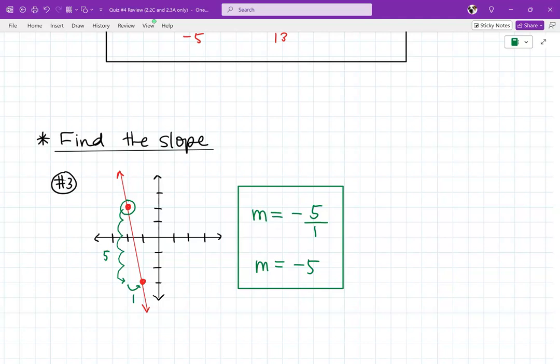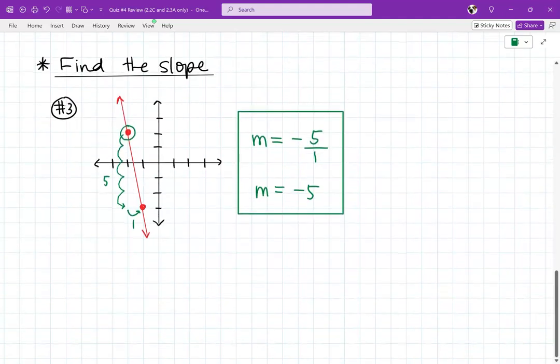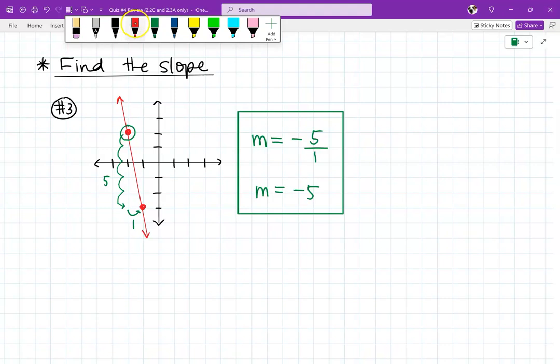Remember, when you're counting, if you go up, that means your slope is positive. If you go down, that means your slope is negative. So there's going to be 4 finding the slope by calculating. I'm only going to do 1 because they're all the same. There's going to be 4 of calculating the slope by using the formula.